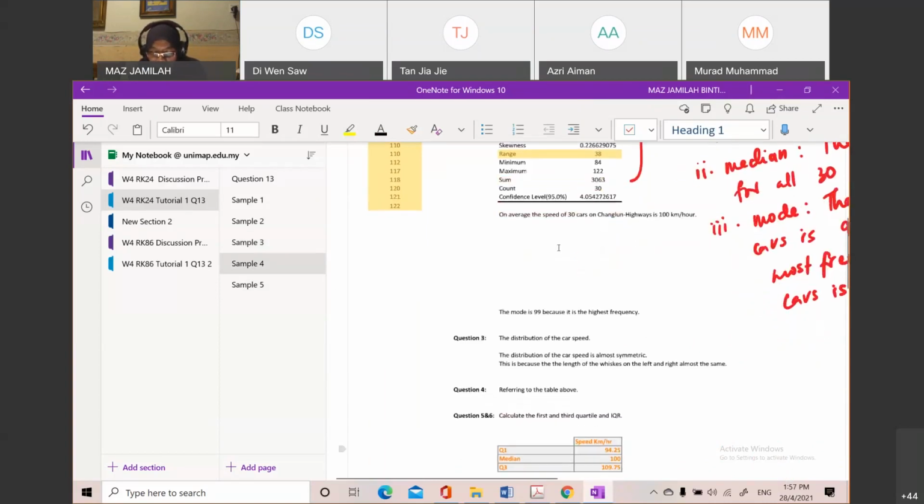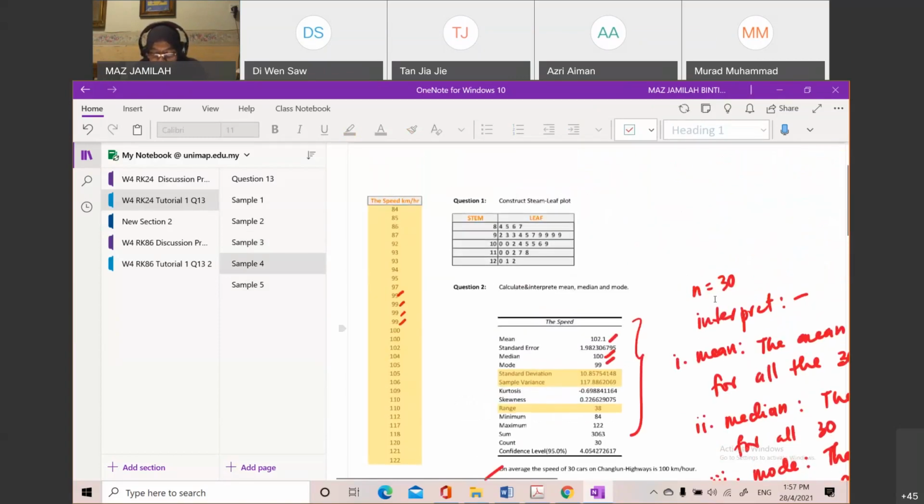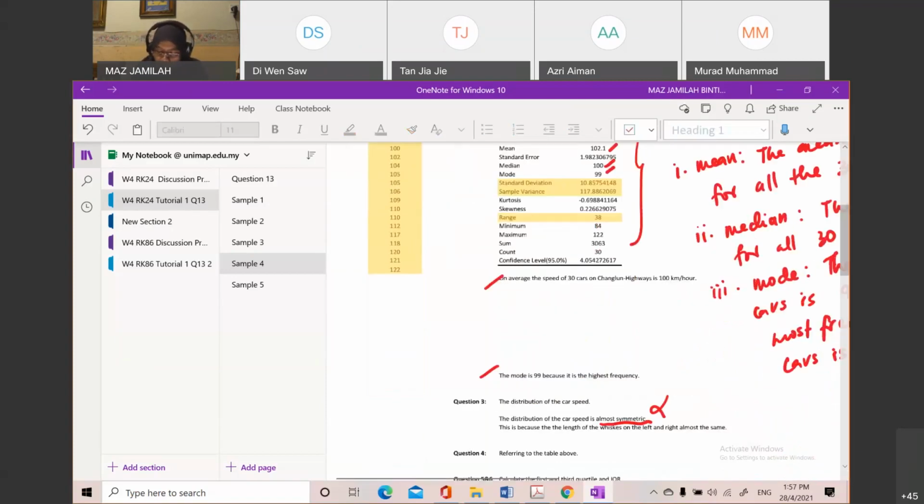Sample number 4, the mode is 99 because it has the highest frequency. For question number 3, it says the distribution of the car speed is almost symmetric. I'm not sure how this student is proposing a symmetric distribution, when you can see clearly the distribution of your data. So this is wrong.